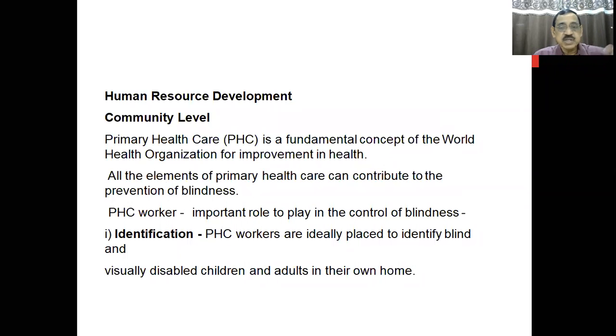I think we'll stop here. We'll take up human resources development at the community level in the next class, maybe on Wednesday. If you have any doubts, you can ask.